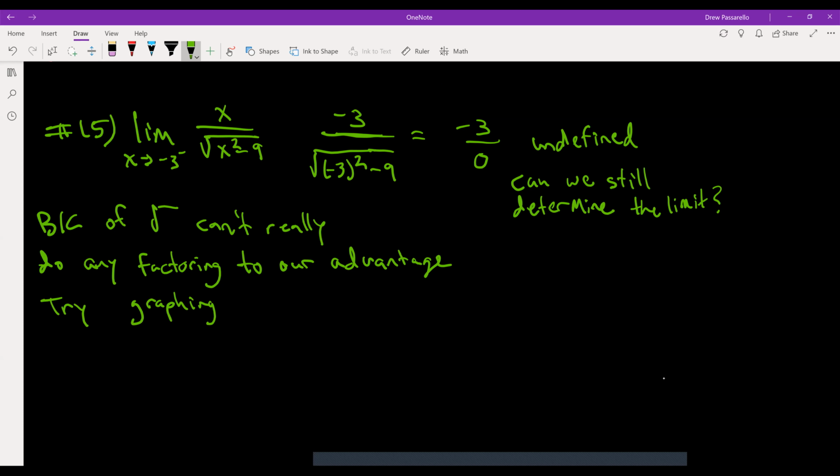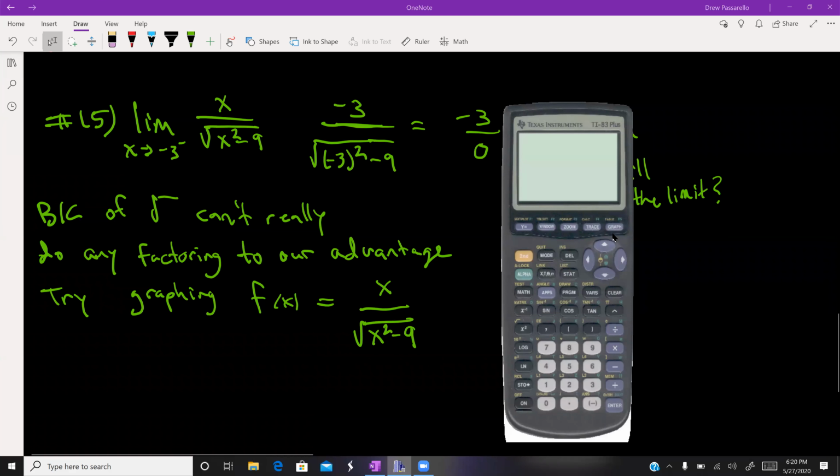So try graphing. I'll pull out the calculator and show how I would graph the function f of x equals x over the square root of x squared minus 9. The TI-83 graphing calculator is what I'll be using, and I'm graphing the function x over the square root of x squared minus 9. And from its graph, I'm interested in the limit as x approaches -3 from the left side.